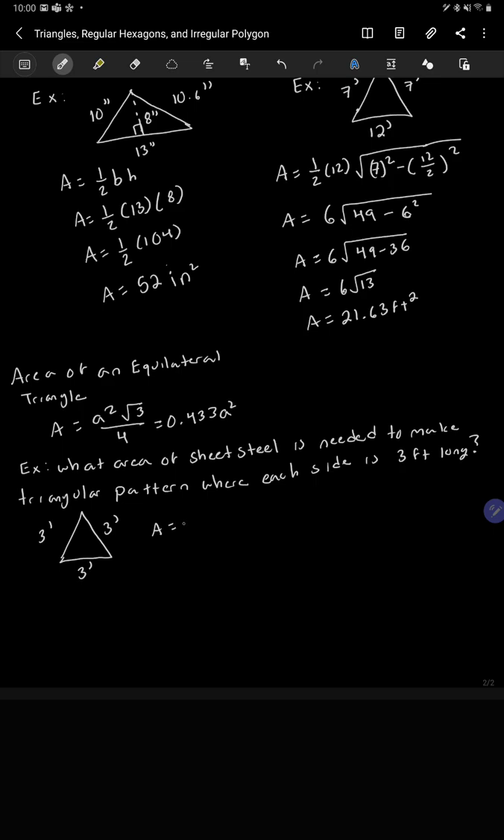So the area of this is a squared times, so let's just use the better format, this format. This is the one that I would recommend you use. So 0.433 times the side, which is 3 squared. So area is equal to 0.433 times 9. And so this gives us area is equal to 3.9 feet squared. And now we just found our area.